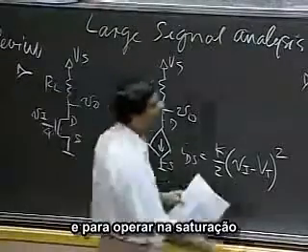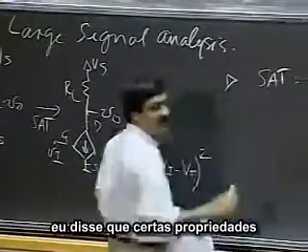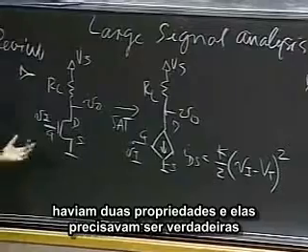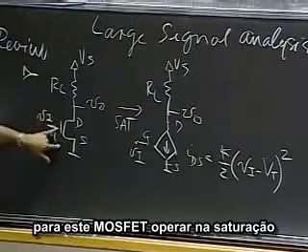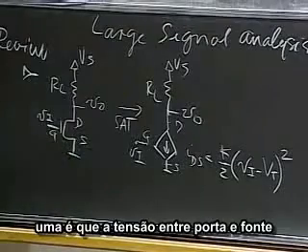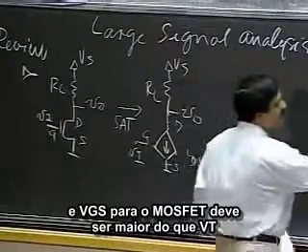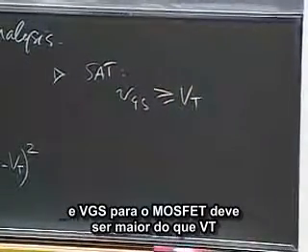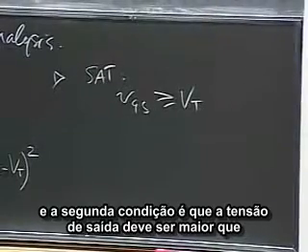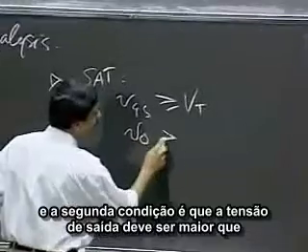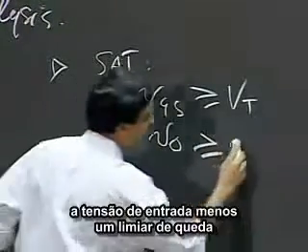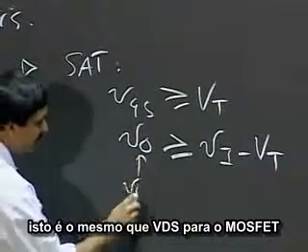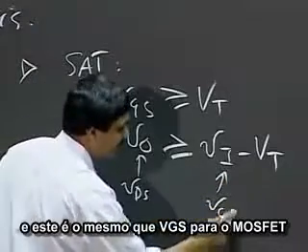Okay? And to operate in saturation, I said that certain properties need to be true for the Mosfet. There are two properties that need to be true for this to be operating in saturation. One is that its gate to source voltage needs to be greater than VT. So VGS for the Mosfet should be greater than VT. Okay? And the second one was that the output voltage needed to be greater than the input voltage minus 1 threshold drop. Okay? And this was the same as VDS for the Mosfet. This was the same as VGS for the Mosfet.